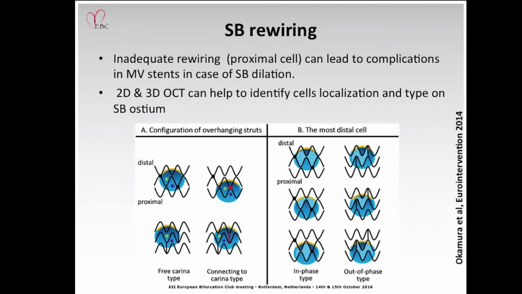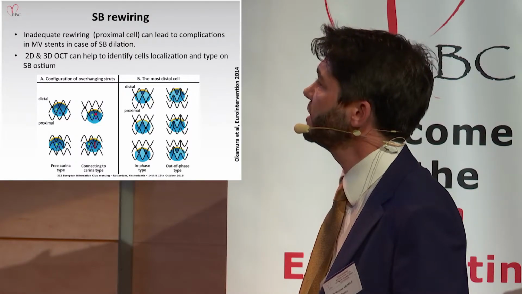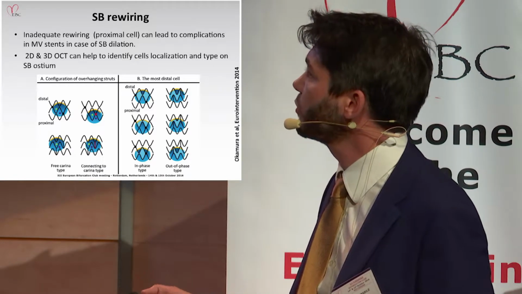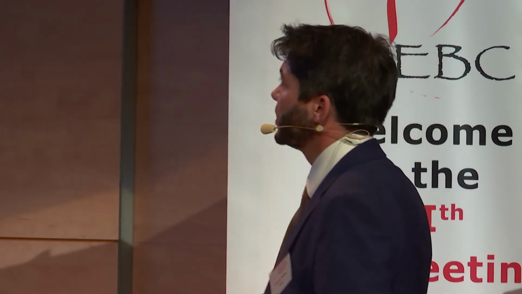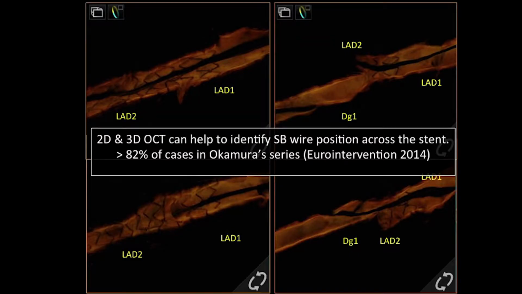You can also localize the most distal cell on the ostium and be able to identify the in-phase type distal cells compared to out-of-phase type. And these in-phase type distal cells are a valuable option for rewiring. So now that we have identified the distal cells, can we assess the position of our wire before starting any side dilation? And the answer is yes.